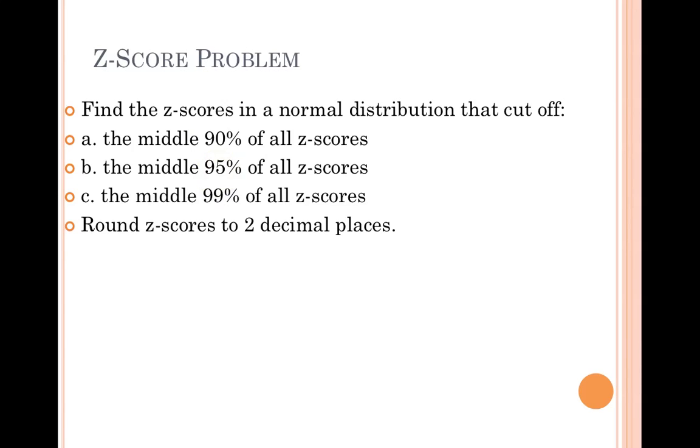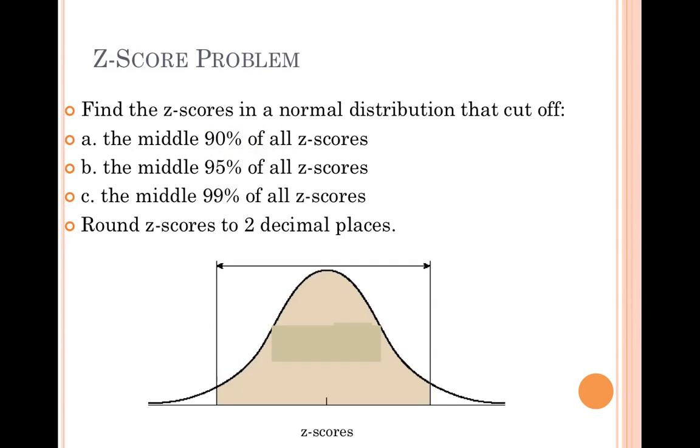We're going to find the z-scores that cut off the middle whatever percent, which means we're going to find two z-scores, one on the left and one on the right. And we're going to round these z-scores to 2 decimal places. So this is an image of the middle whatever percent. Suppose we're looking at part A, the middle 90%. This piece of shaded area represents 90% of the bell curve.